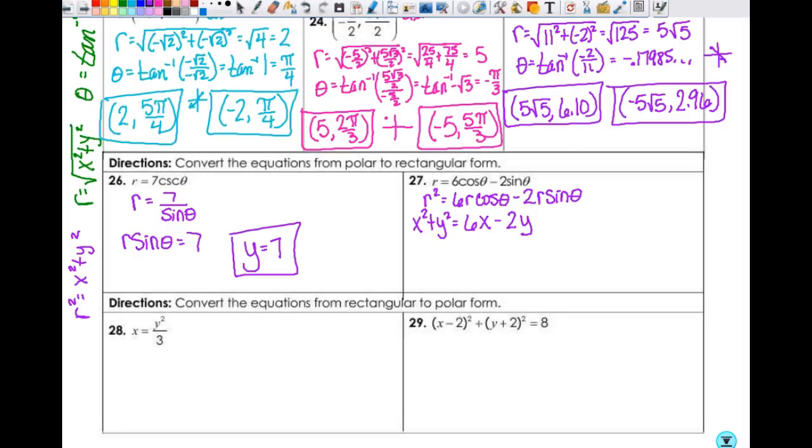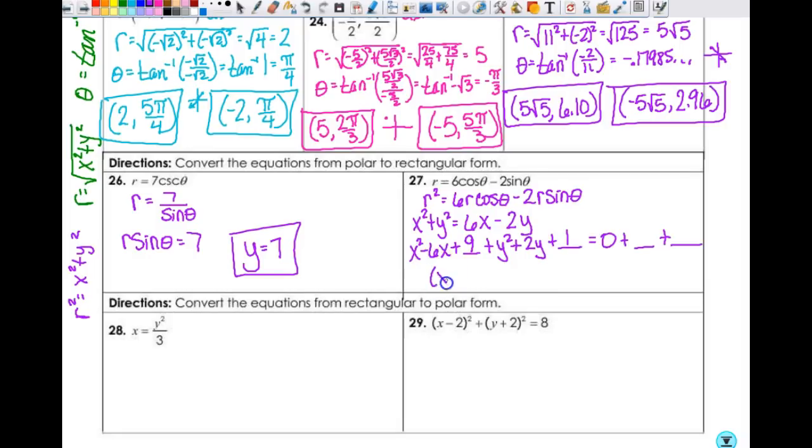Now I have this. I'm going to have to complete my square. So I get x squared minus 6x plus something, plus y squared plus 2y plus something equals 0, because I moved both of those over to the other side. Then I have to add both of these things here. So if I'm going to add something here and here, I've got to add it on the other side too. So I take half of this and square it and I get 9. Take half of this and square it and I get 1.